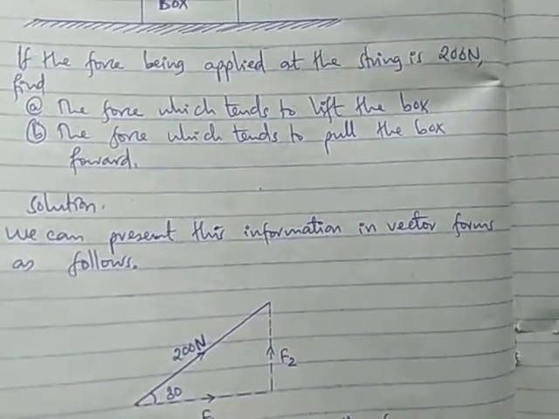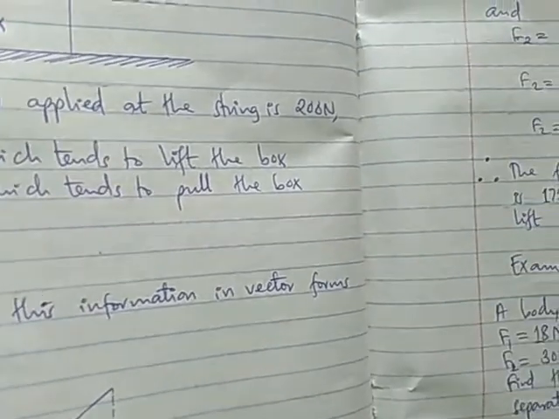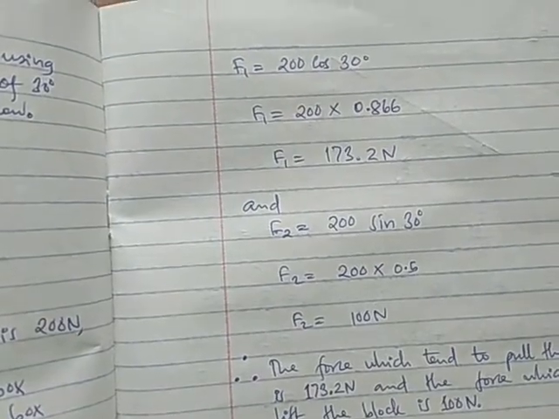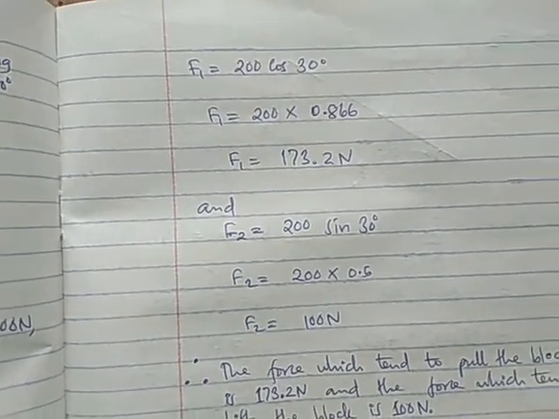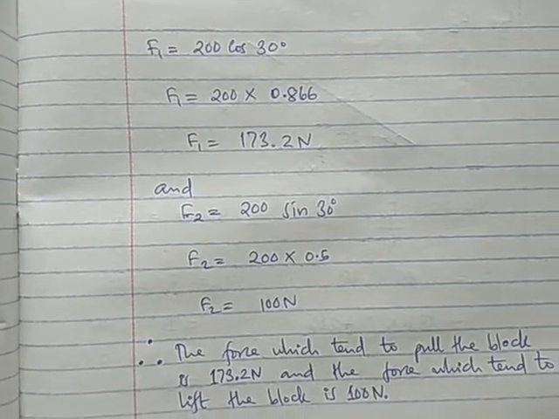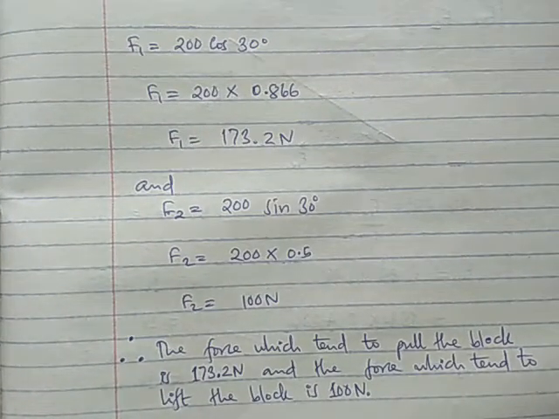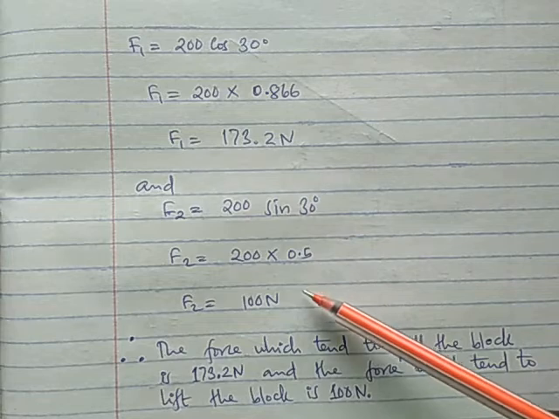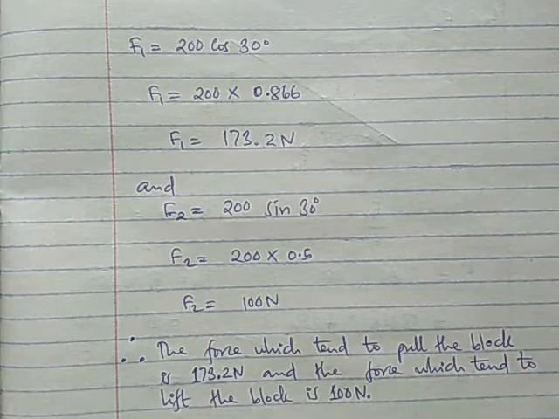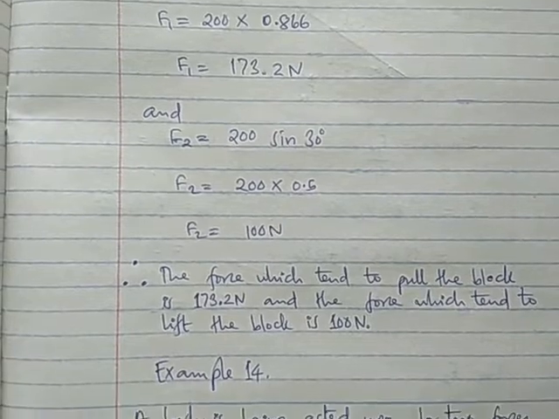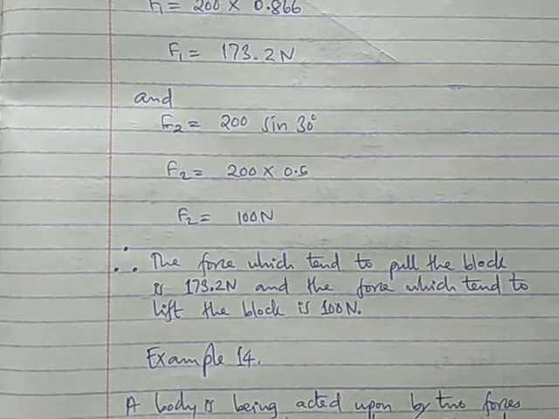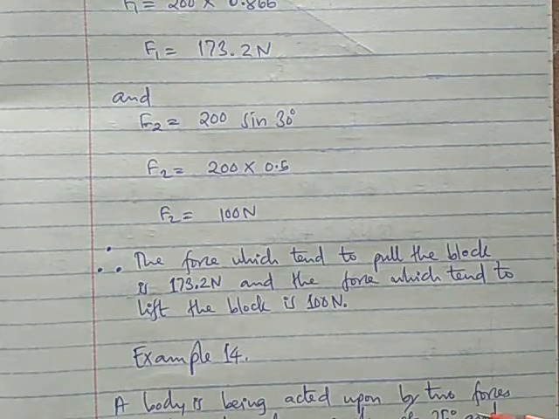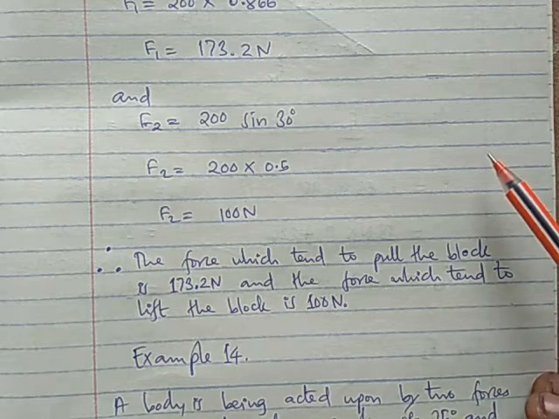Na hivyo ndivyo ambavyo swali litakuwa limeisha. Because the force which tend to pull the box itakuwa ni F cosine of an angle theta, and the force which tend to lift the box itakuwa ni F sine of an angle theta. So solving for F1 and F2, F1 will be 173.2 Newton and F2 will be 100 Newton. So the force which tend to pull the box itakuwa ni 173.2 Newton. Hiyo ni force which tend to pull the box, but the force which tend to lift the box is 100 Newton kama ambavyo tumesolve hapo. Kwa hiyo lift ni ile sine, inayopull ni ile cosine.